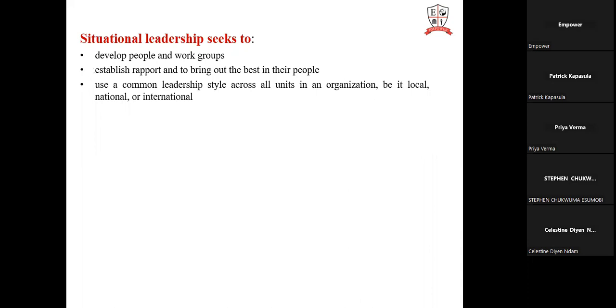And situational leadership generally seeks to develop people and work groups, and also to establish rapport and to bring out the best in their people. It uses a common leadership style across all units in an organization, be it local, national, or international.